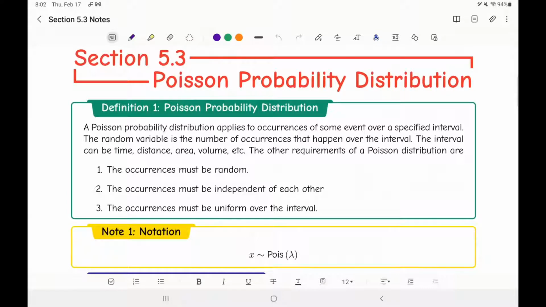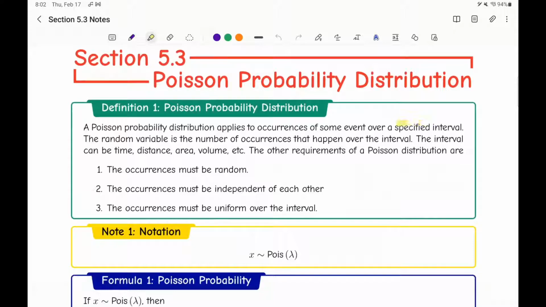Hello, this video will cover section 5.3, the Poisson probability distribution. Just like with the binomial probability distribution, the Poisson probability distribution has some things that we need to keep in mind. A Poisson probability distribution applies to occurrences of some event over a specified interval. The random variable is the number of occurrences that happen over the interval. The interval can be time, distance, area, volume, etc.